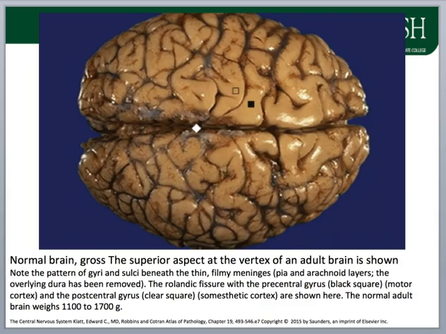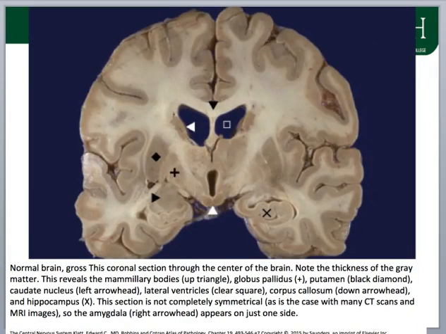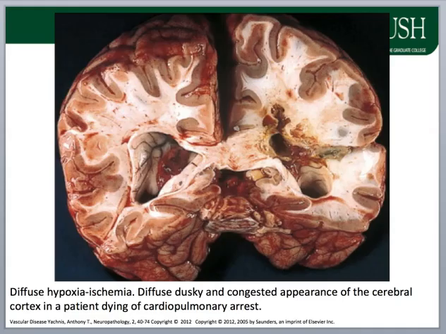The next couple of images are just for review and comparison. This is a normal brain from the superior aspect. This is a coronal section through the center of the brain, and some important landmarks are described in the text. This is an image of diffuse hypoxia ischemia, or diffuse hypoxic encephalopathy. The brain has a diffuse, dusky, and congested appearance, and this was from a patient who died of cardiopulmonary arrest.